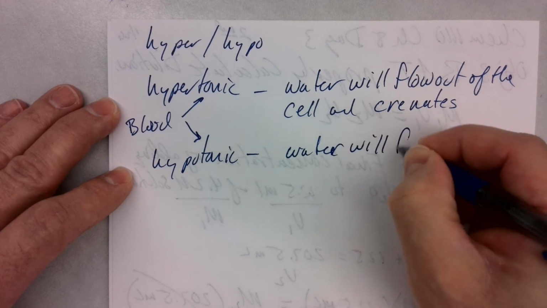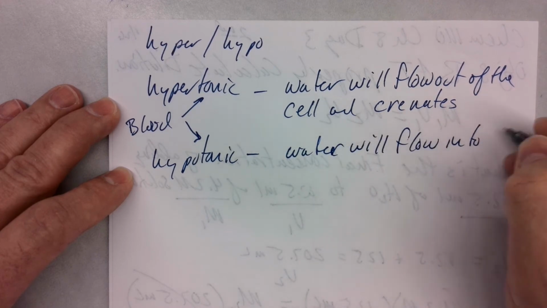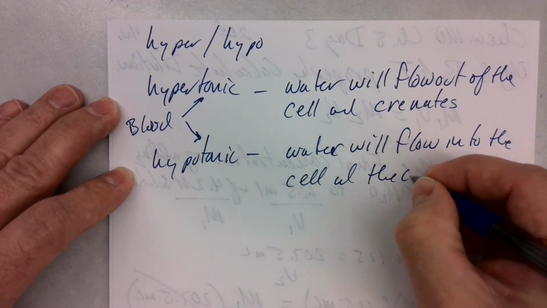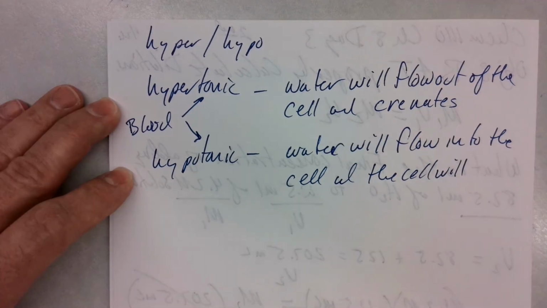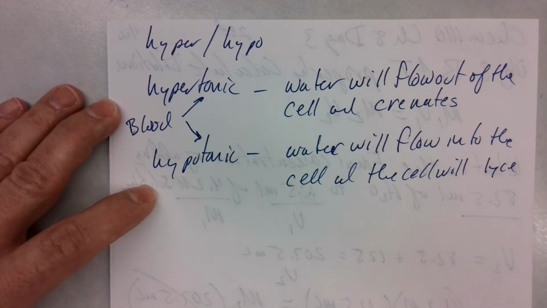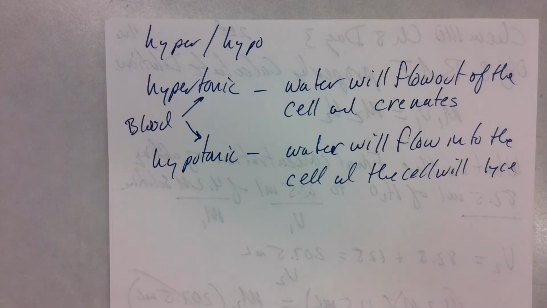will flow into the cell, and the cell will, anybody know what happens? It's going to burst. Let me know what that word is. No? Well, yeah, they're the same premise, but they actually have a specific name for this. No. It's called lyse. It will lyse. Okay, and what that means is it basically just splits wide open and, as it basically explodes, if you will.